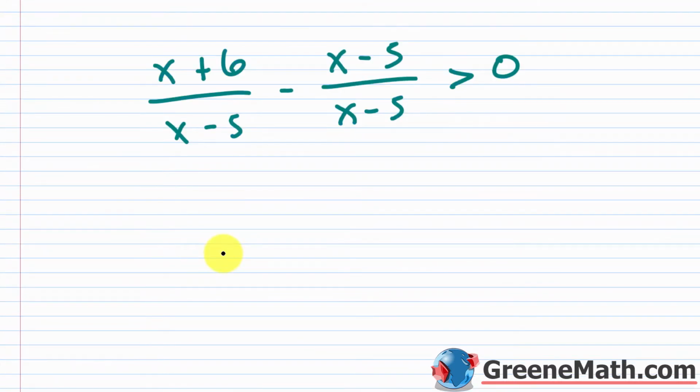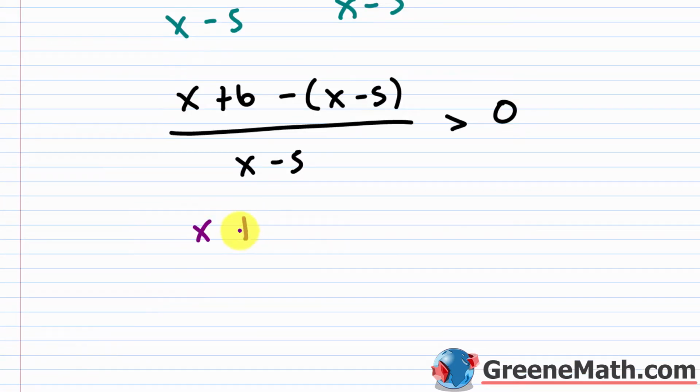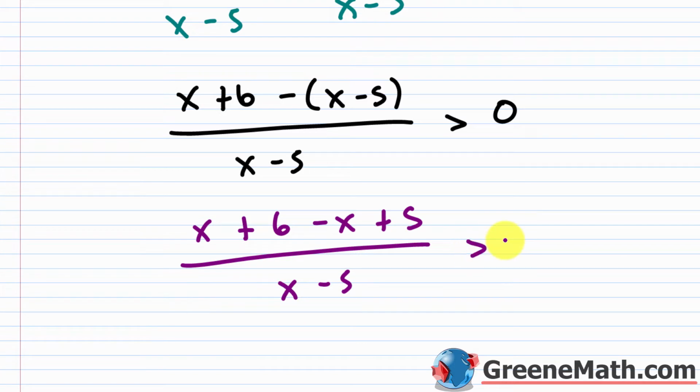So just like in our last example, we want to make sure that we use parentheses here. So we have x plus 6 and then minus this whole quantity here. So this x minus 5, this would be over the common denominator of x minus 5, and this is greater than 0. Okay, so you're going to have x plus 6, then you'd have minus x, and then you'd have plus 5, and this is over your x minus 5, and this is greater than 0.